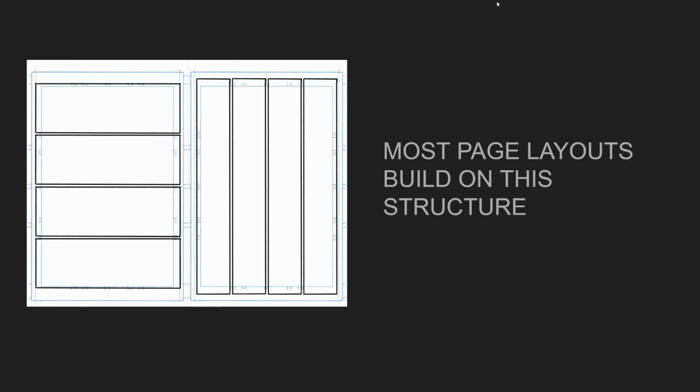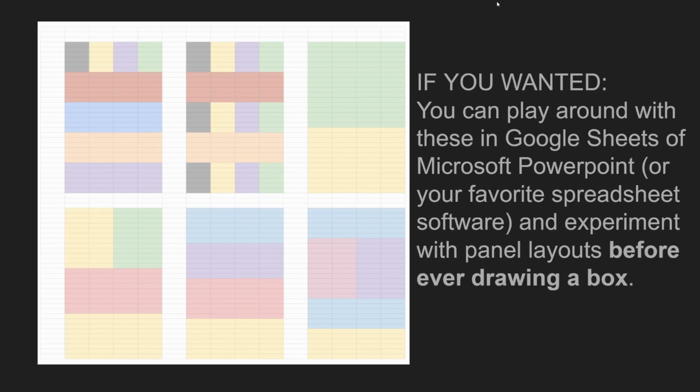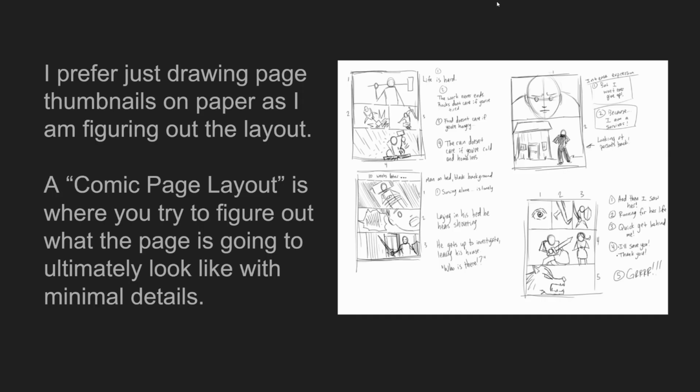Most page layouts kind of follow this basic structure where there's a combination of horizontal and vertical panels. If we were to put these on top of each other, it would create a grid and it would look a lot like a spreadsheet. If you wanted, you could go into your favorite spreadsheet software like Google Sheets or PowerPoint or whatever else, and you could just roughly experiment with page layouts before even putting pencil to paper. I prefer just drawing thumbnails on paper as I'm figuring out the designs there. I like the feel of the paper.